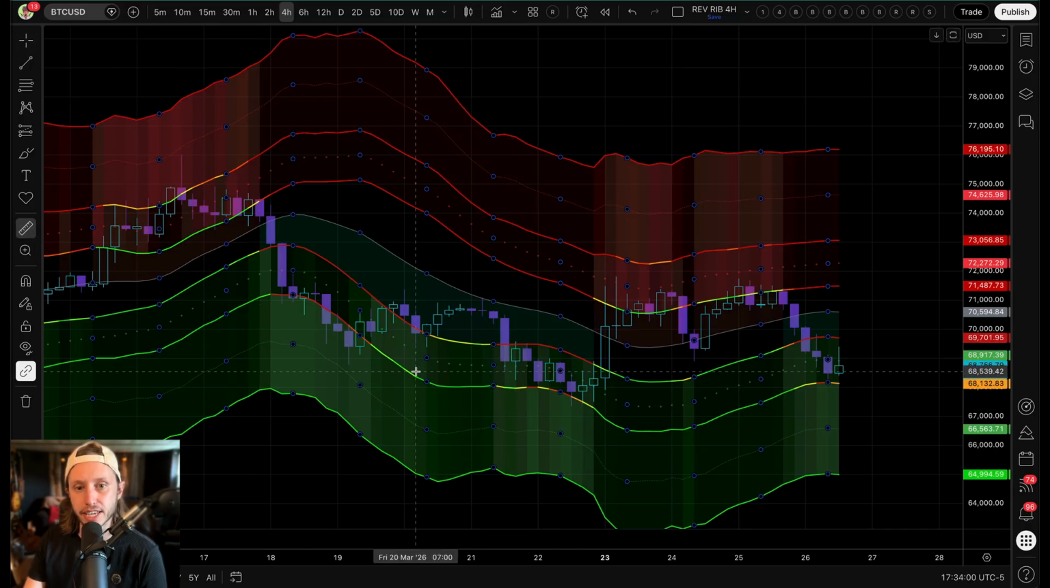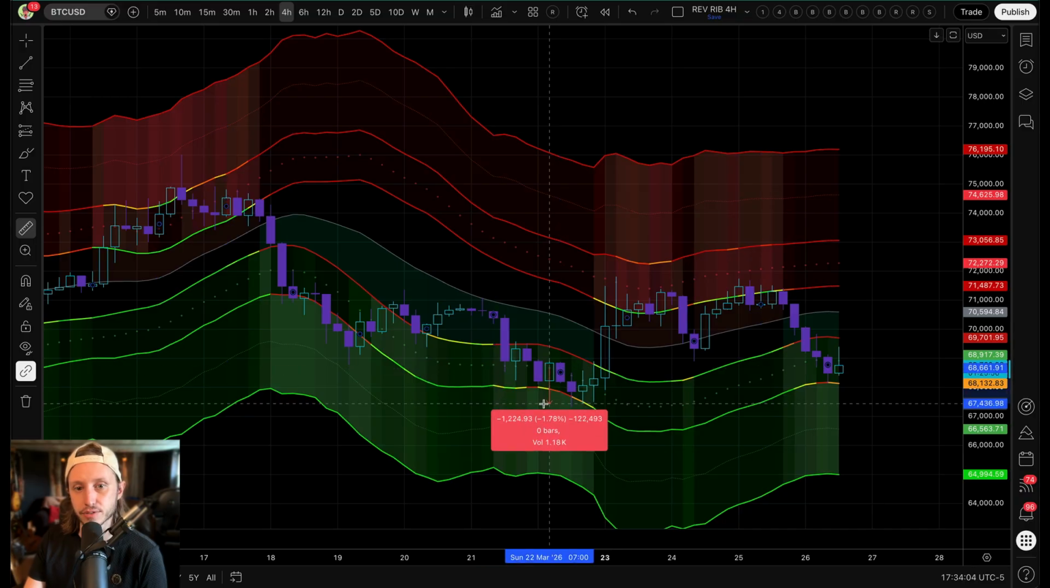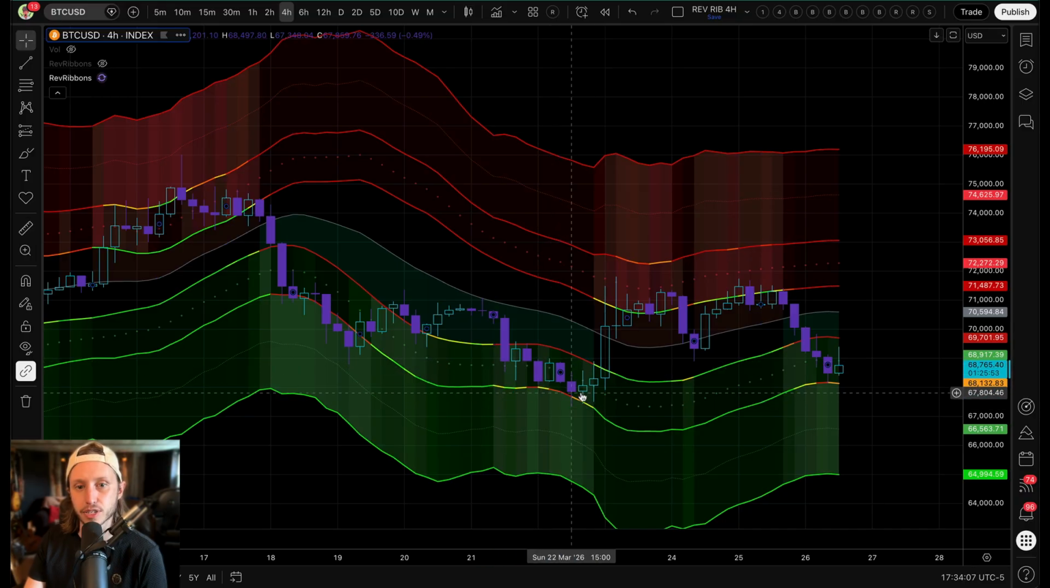But if you got back in closer to the actual dotted band, that's a nice little 1.8% gain there, which is not a whole lot. If I was trading this, most likely it would have been a decent loss, because the next bar was a massive move to the upside.